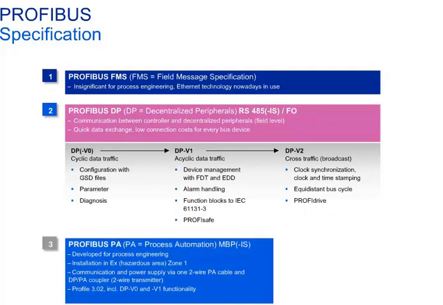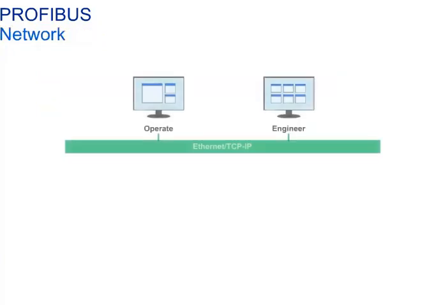Profibus PA, PA means process automation, is the third main group and represents a consequent implementation of the process industry's requirements. It allows for intrinsically safe installation directly in Zone 1 hazardous areas, and for communication and power supply via a single 2-wire PA cable. The current Profile 3.02 supports the DPV0 and DPV1 functionalities. Profibus complies with the international standard IEC 61158.